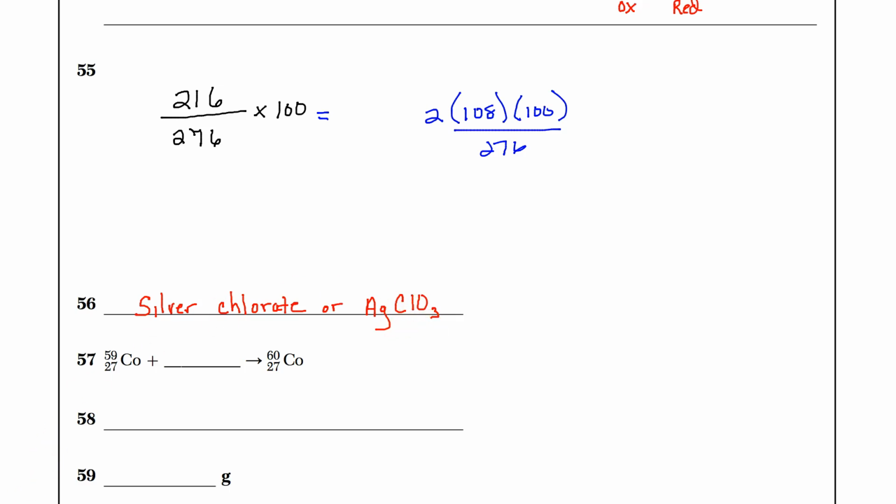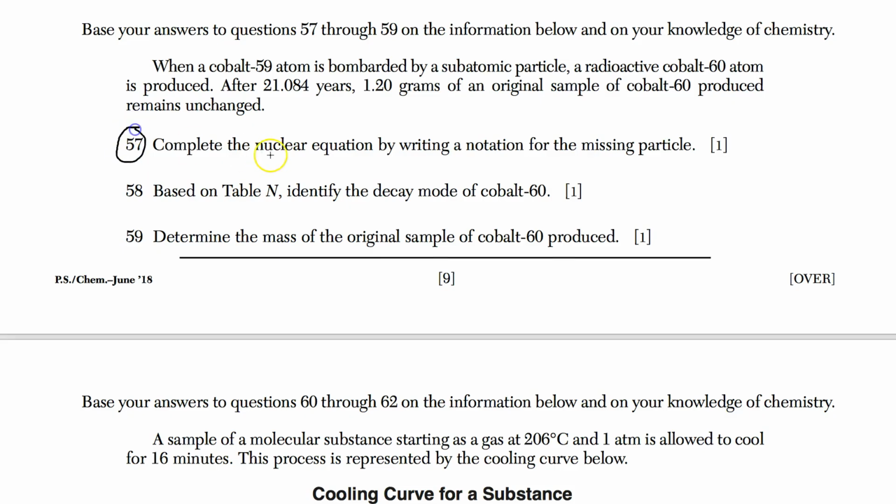Okay, on to 57. Number 57, complete the nuclear equation. This is not a chemical reaction, by writing the notation for the missing particle. Now, if you notice, we have a little blurb here. I always tell my students to go right to the question. Don't let this blurb intimidate you, because you don't know if you need any of that information. And for 57, you don't need any of it.